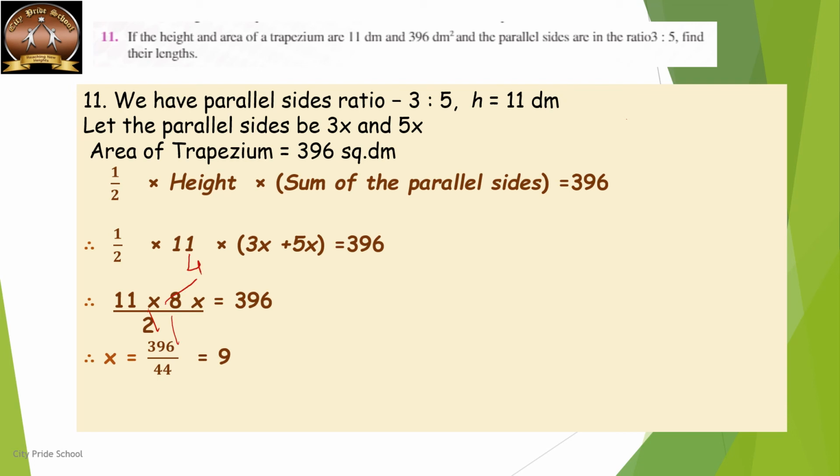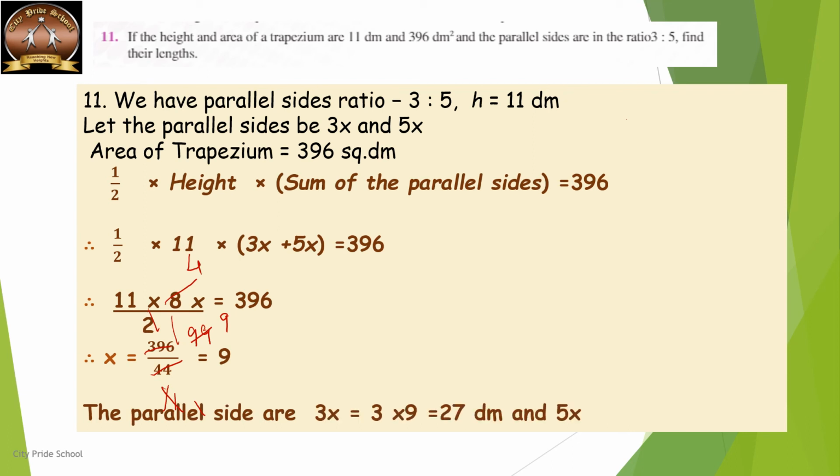So 44 will come in the denominator by transposition. After cancellation, we come to know that this is equal to 9. So 4 11s are 44 and 4 9s are 36. So x is 9, so we can easily find out the parallel sides as 3x, which is 3 into 9, 27, and 5x is 5 into 9, which is 45 decimeter. So hence, very easily we can find out the length of the parallel sides.